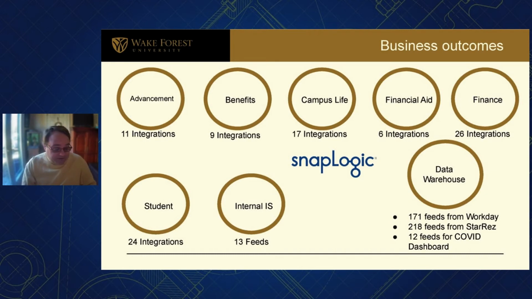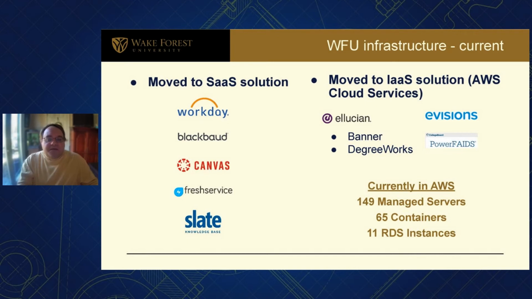Also, as everybody knows, in 2020 the pandemic started, and as most universities had to do, we had to bring up an entire COVID dashboard. And so we now have 12 feeds from our data warehouse into our COVID dashboard, and that is what's feeding that system. And so today's structure at Wake Forest looks a lot different than it did in 2016.